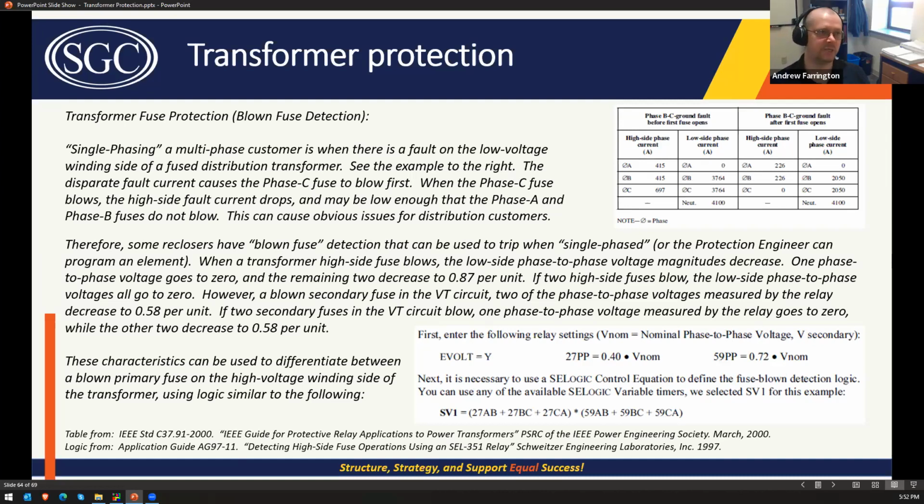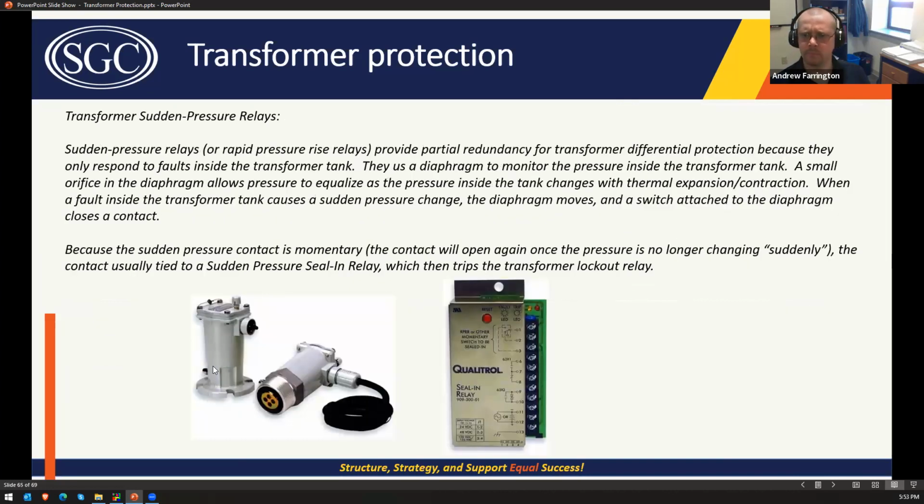And if you see this voltage for a few seconds, then you may have single phased your customers, and then you can trip the distribution recloser to avoid voltage issues for your customers. So this is an example of that.